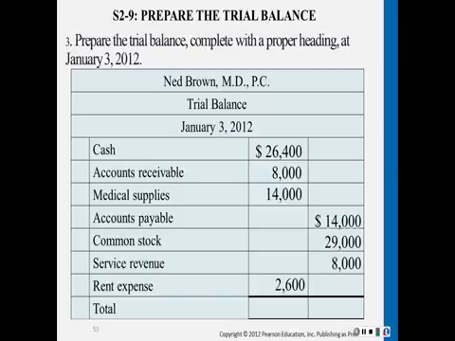Now remembering that the purpose of a trial balance is to make sure that the debits and credits equal, we're going to add both columns to make sure they equal, and they do. $51,000 on both sides.